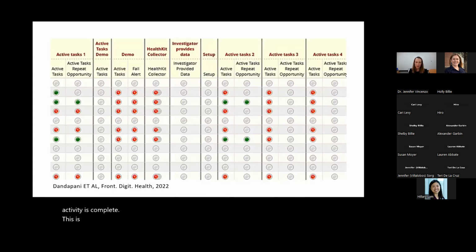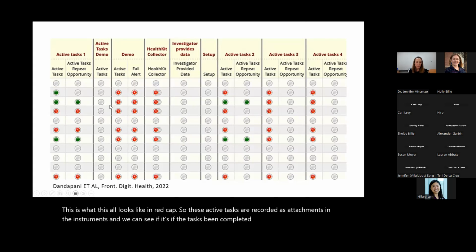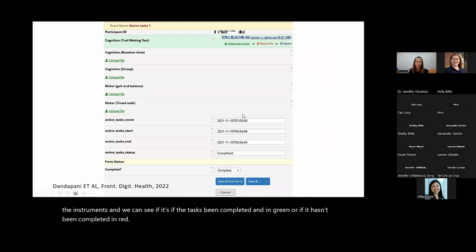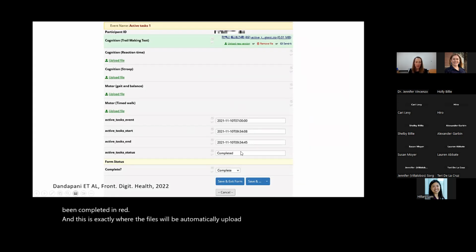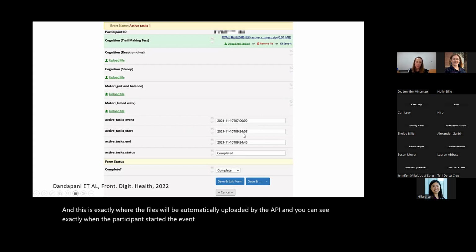This is what this all looks like in REDCap. These active tasks are recorded as attachments in the instruments, and we can see if the task's been completed in green or if it hasn't been completed in red. And this is exactly where the files will be automatically uploaded via the API, and you can see exactly when the participant started the event and when they completed the event, and if it was entirely completed or not. And if you want to analyze it, you download this zip file.